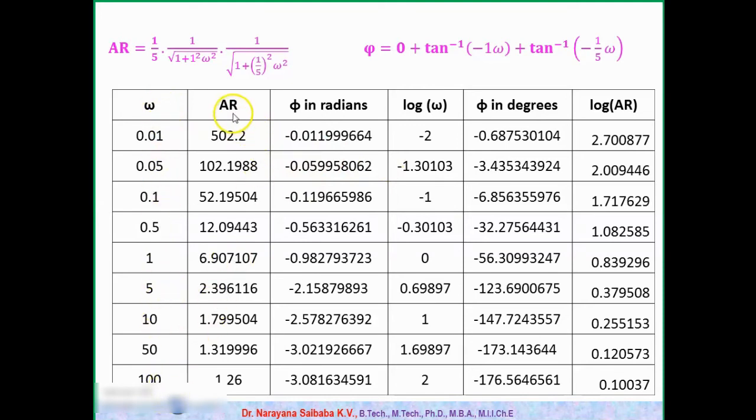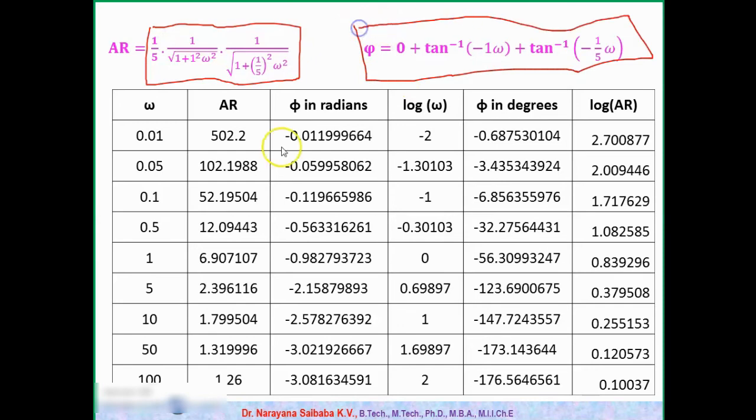See here, next step is we have to assume different values of omega. In place of AR, we have to use this complete form, the total formula. So this entire formula we have to use. This we calculated in the previous slide. Similarly, phi we have to calculate by using this formula. If you substitute omega value here, you'll get corresponding AR values. If you substitute omega in the phi formula, you get corresponding phi values.